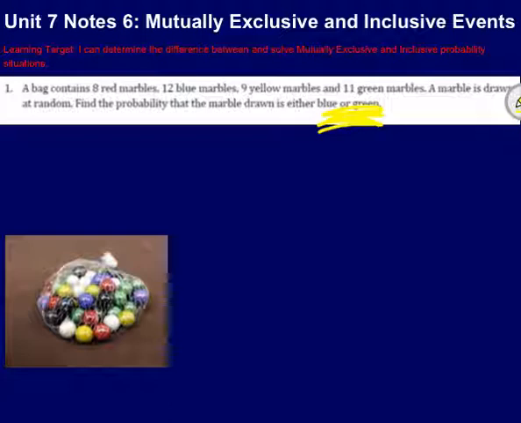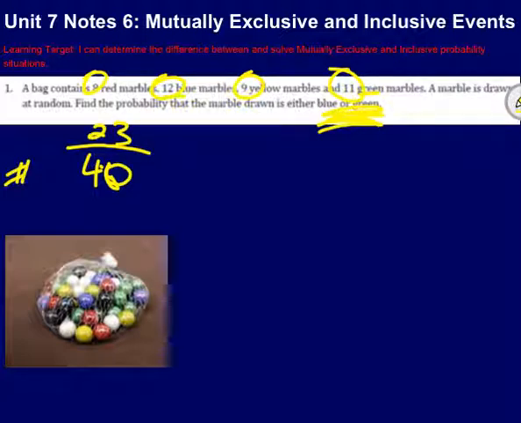So when I look at this, 8 plus 12 is 20, 9 and 11 is 20. So there's a total of 40 marbles. So that's our total number. What we want is either blue or green. Blue is 12, green is 11. So 12 plus 11 is 23. So you take that 23, you divide it by 40, and you get a probability of 0.575.